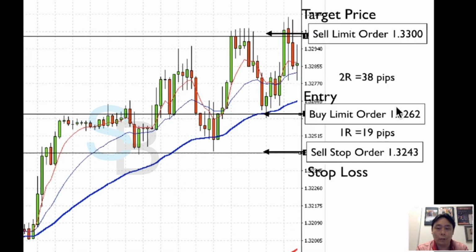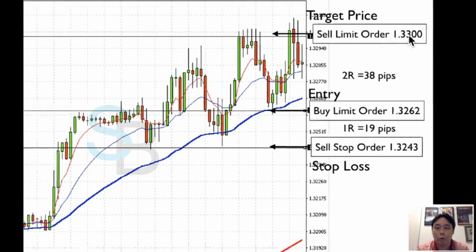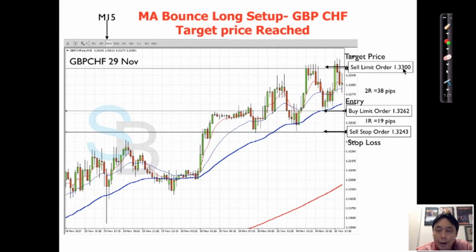So what happened was indeed the price came down, as you can see, and it hit my buy point at 3262, bought it at 3262, and 1, 2, 3, 4, 5 candles later, it hit my profit target of 3300. So this was a winning trade of 2R win, right?